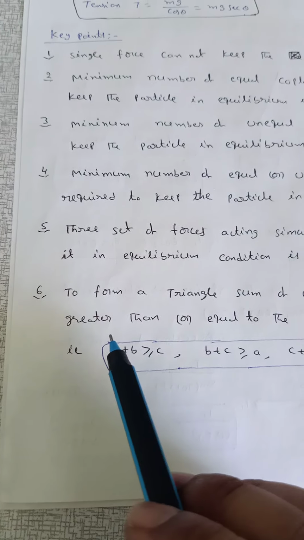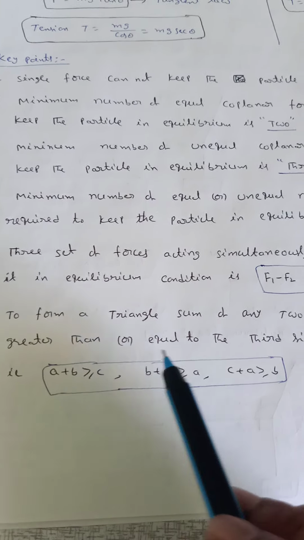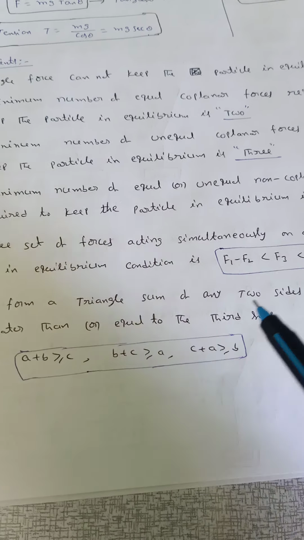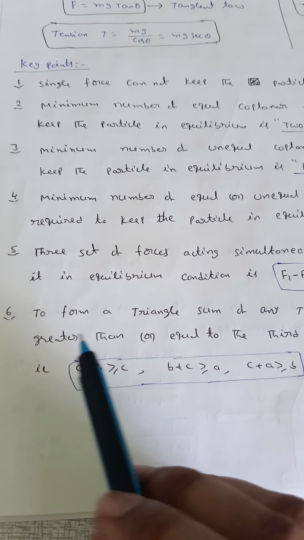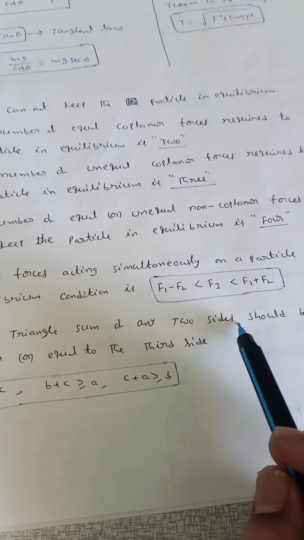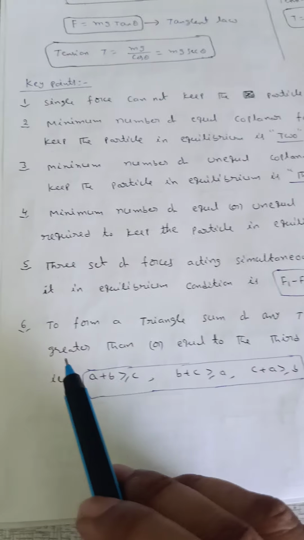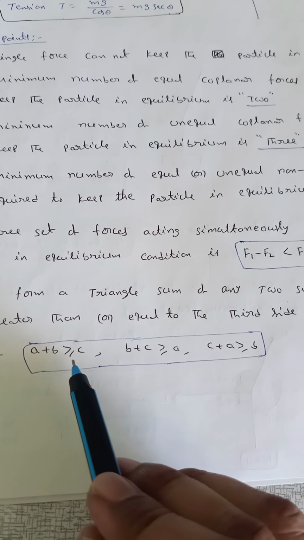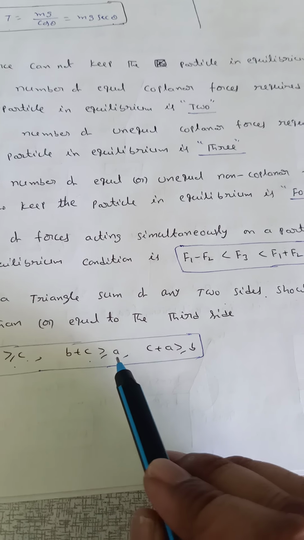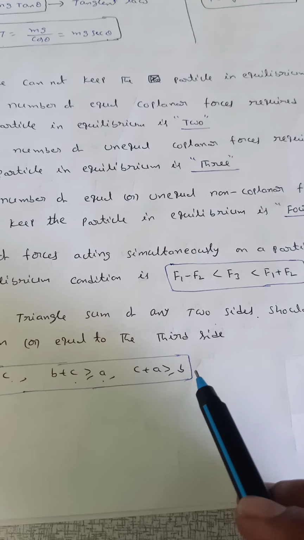And also the sixth point. To form a triangle, the sum of any two sides should be greater than or equal to the third side. Suppose A, B, C are the three sides of a triangle. The sum of any two sides, either A plus B, B plus C, or C plus A, should be greater than or equal to the third side: A plus B greater than or equal to C, B plus C greater than or equal to A, C plus A greater than or equal to B. This is the condition for the triangle law.